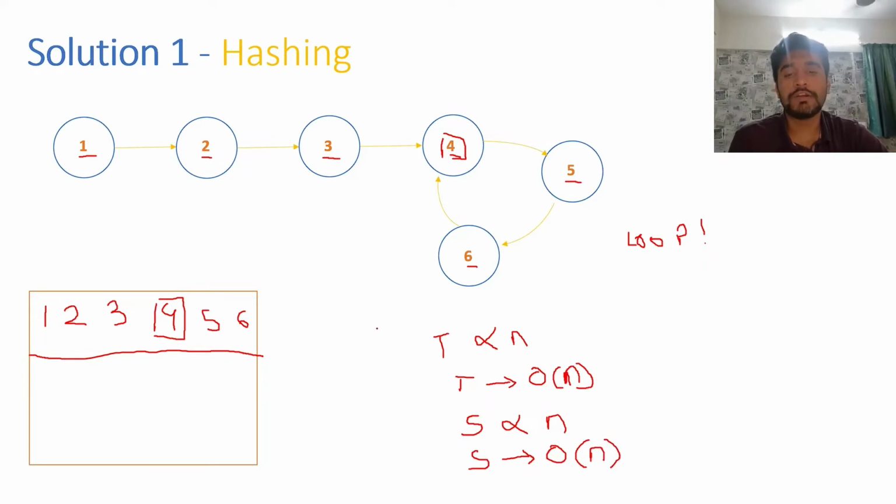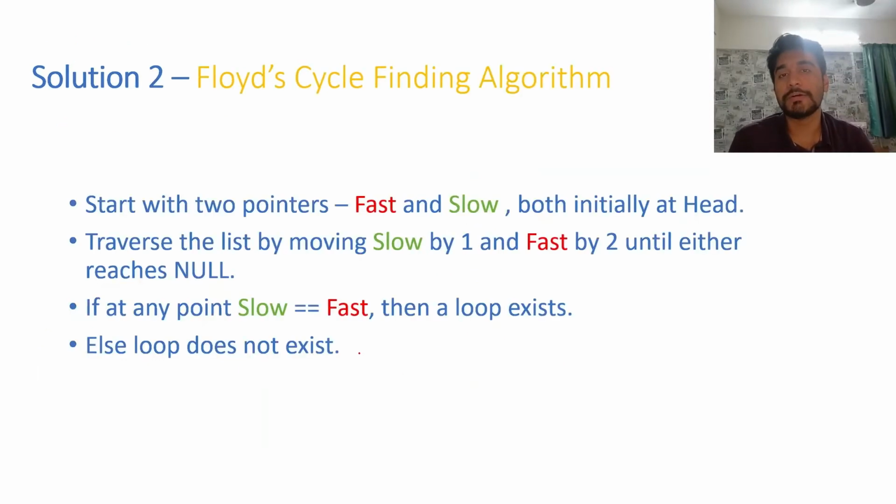Now there is another algorithm which improves on the space complexity aspect of this algorithm. And this algorithm is called Floyd's cycle finding algorithm. This is also a very simple algorithm where we start with two pointers, fast and slow, both of which are initialized at head. We traverse this linked list normally, but with a slight change.